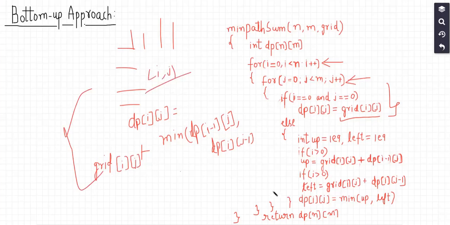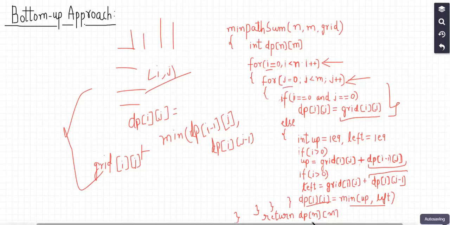So this is how we are computing the result. We know the minimum cost to reach the cell which is just above the current cell i, j, and the minimum cost to reach the cell which is just left of the current cell, and we take the minimum of these two and store it at the location that we are currently standing on, that is dp[i][j]. Finally, we return the answer, which is present at the last cell of the matrix. This is how we solve the problem in bottom-up manner.